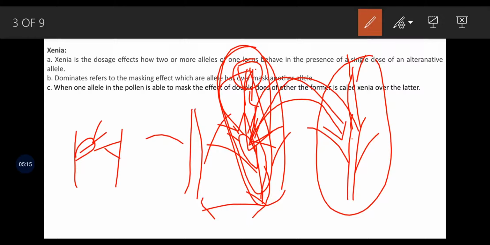If we observe variation in the F1, we will talk about different phenomena like heterosis and all. But here, because of the masking effect of the alleles and the dominance of one trait over the other, we will observe the Xenia effect. That is one thing. And always the effect is observed in the endosperm, not in the embryo. This also you need to remember.